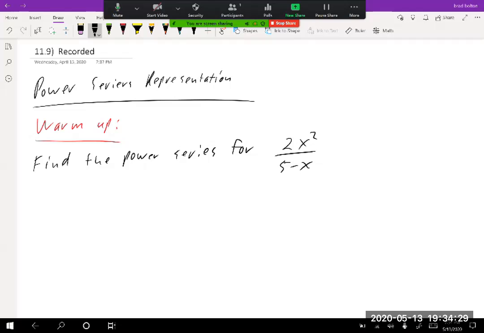Okay, guys, so today we're going to move on to power series representations. We kind of started doing that already, but I want to do a warm up to make sure everybody understood the last section. The last section is very difficult.